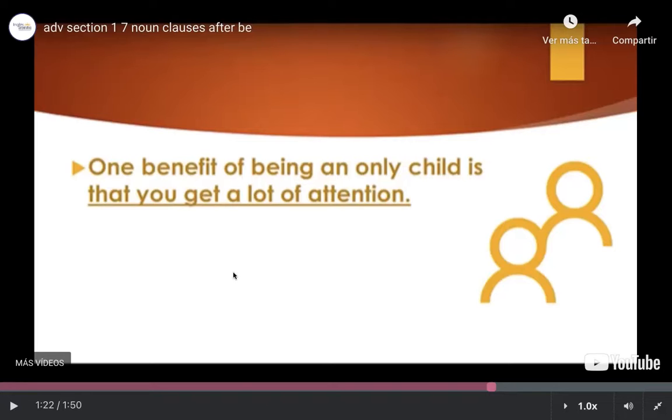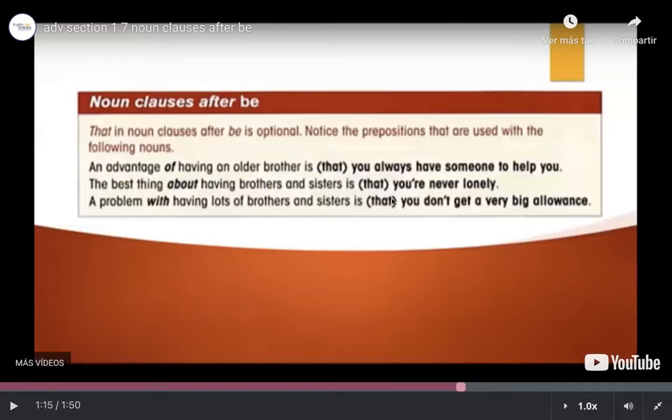This is going to make it so that we have a better idea of what we're talking about. Let's look at the examples we had from before. Normally this is the structure. You give your opinion. What is your opinion? An advantage, a disadvantage, a good thing, a bad thing, the best thing, a problem, any opinion. Then you talk about the topic. An advantage of living in El Salvador. What? Then you give the extra information.